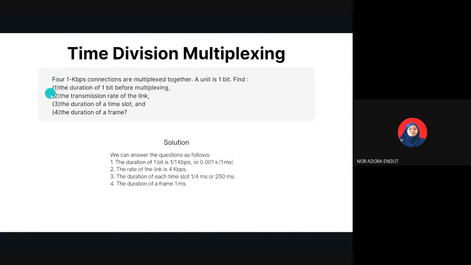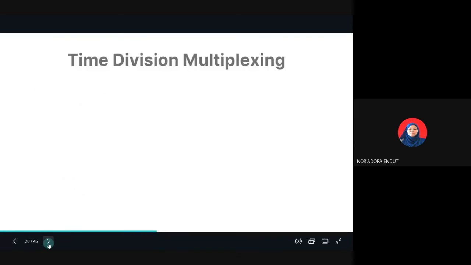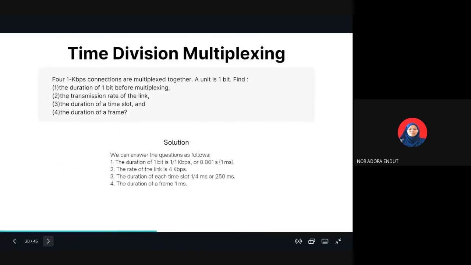So kita boleh cari nilai-nilai ini. The duration of 1 bit before multiplexing, the transmission rate of the link, the duration of a time slot and the duration of a frame. Okay, so boleh bayangkan kan? So nilai daripada sinilah kena tengok kat sini dahulu and then kena tengok rupa frame tu, satu time slot nilai dia berapa, kalau semua dalam satu frame 3 time slot ni nilai dia berapa, macam tu. Okay, so cuma soalan ni dia tunjuk ada 4.